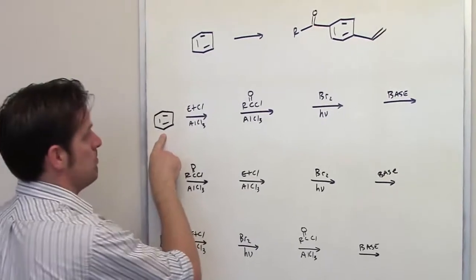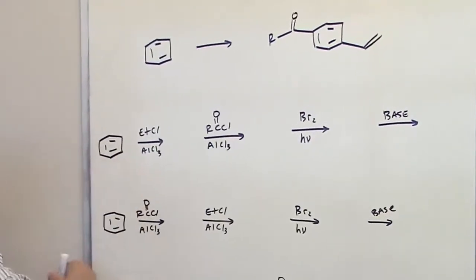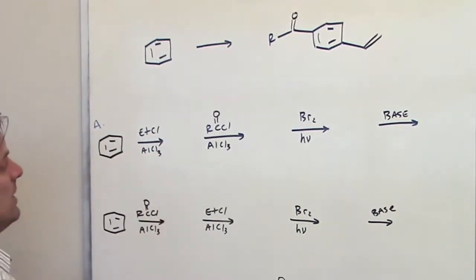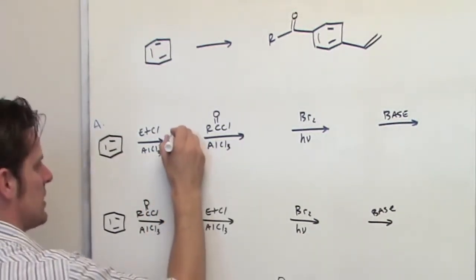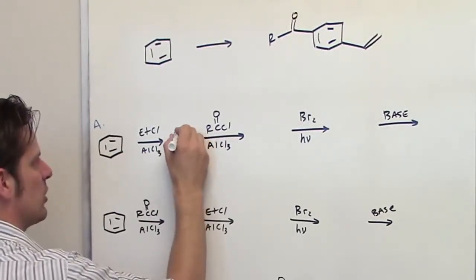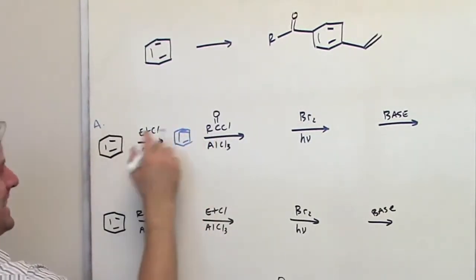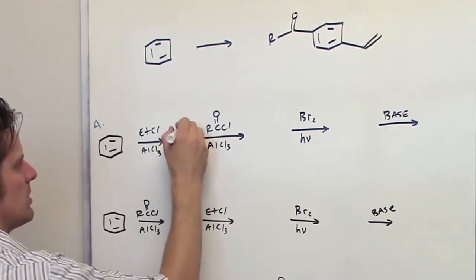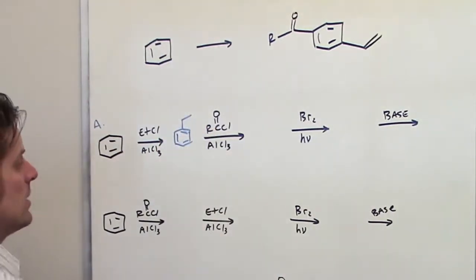Beginning right here, I've got benzene, and this is, of course, option A. I treat it with ethyl chloride, aluminum chloride. What does that do? That is Friedel-Crafts alkylation, which takes your benzene and places an ethyl group on it. And remember, an ethyl, this Et, that's just an abbreviation for ethyl, which is just that. The next step is this.